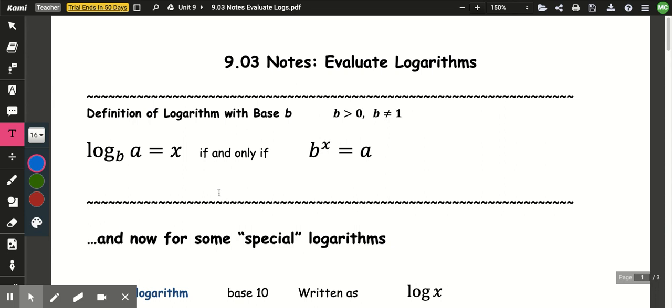Okay, we're going to be evaluating logarithms today. So this is your first experience with logarithms. Let's start off with the definition. The definition of a logarithm with base b looks like this.